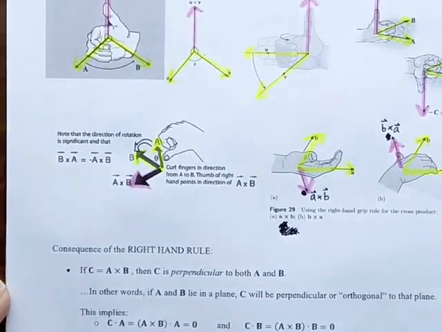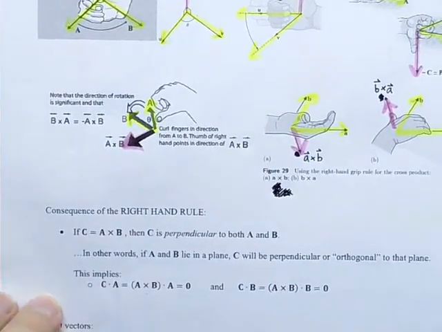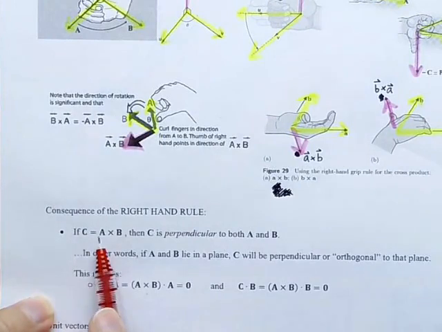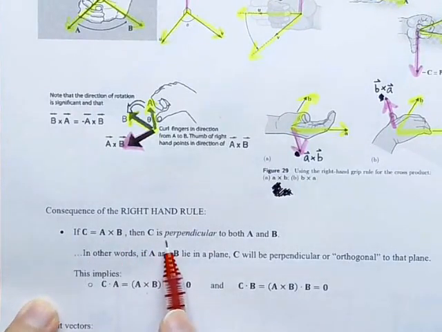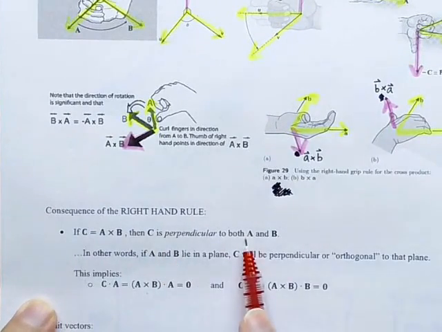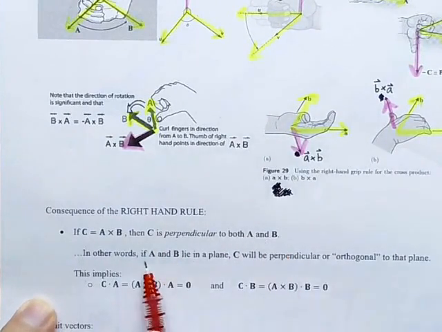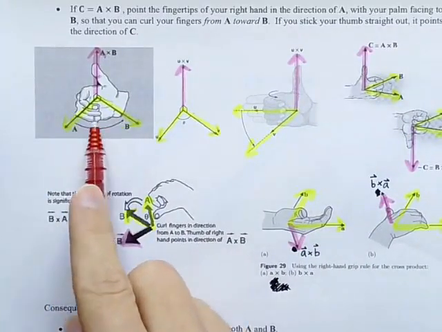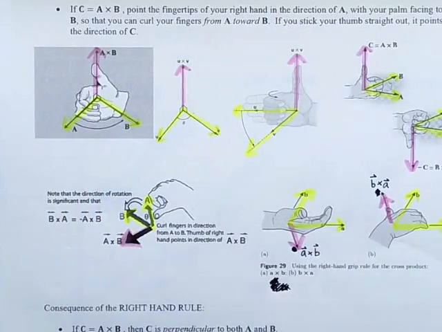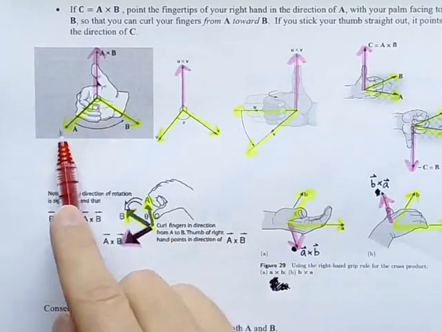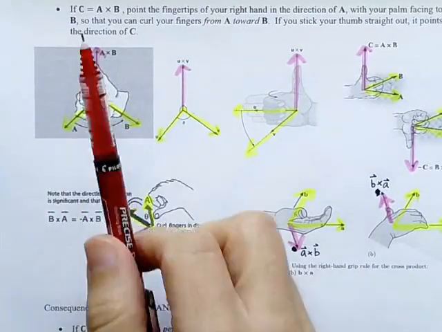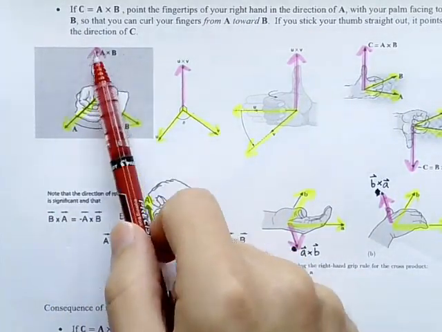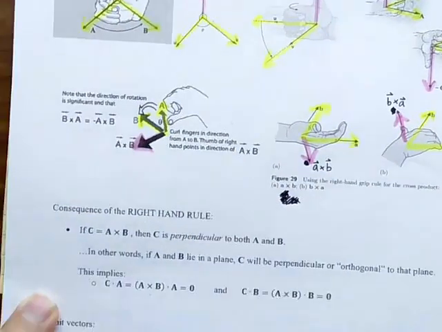But a consequence that maybe you've already noticed is that if C is defined as the vector A cross B, then the new vector C will be perpendicular to both A and B. In other words, if A and B lie in some plane, like the xy plane, then C will be perpendicular or orthogonal to that plane. C, the result A cross B, will be at a right angle to that plane.